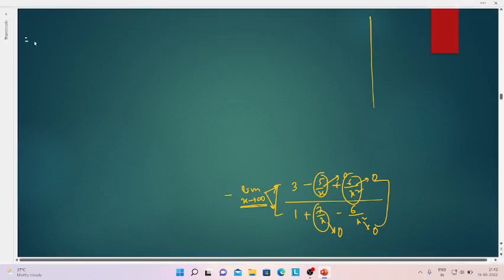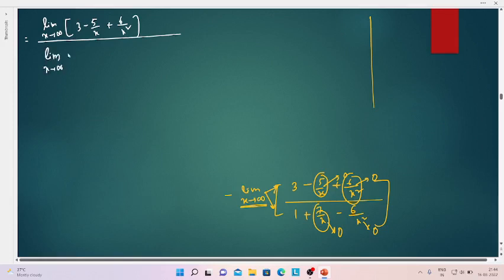The division formula says we can change the limit as x tending to infinity. The numerator will become 3 minus 5 upon x plus 6 upon x square, as limit x tending to, suppose a, f(x) by g(x) will be limit x tending to a f(x) upon limit x tending to a g(x). So that will become limit x tending to infinity 3 minus 5 by x plus 6 by x square, and that will become limit x tending to infinity 1 plus 7 upon x minus 6 upon x square.